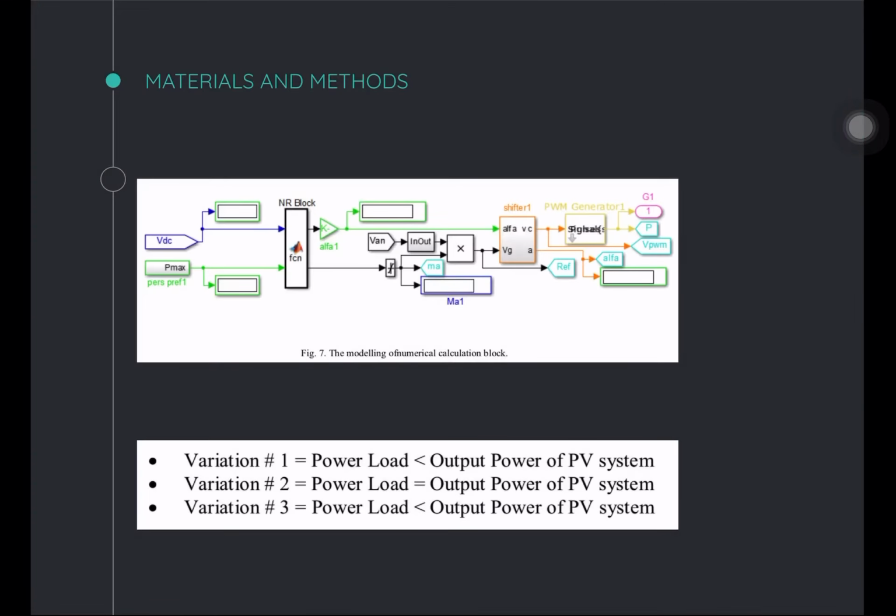So here in Figure 7, this is the modeling that was used in the MATLAB Simulink, and it was used under the following variations. For our first variation, we have a power load less than our output power of the PV system. In the second variation, we used a power load equal to the output power. And I apologize for this typo, but for our third variation, we have a power load greater than our output power. And in this case, it was noted that when the power load is greater, it also draws power from the grid as well as the PV system.